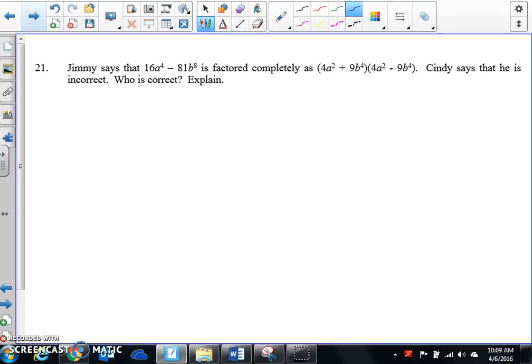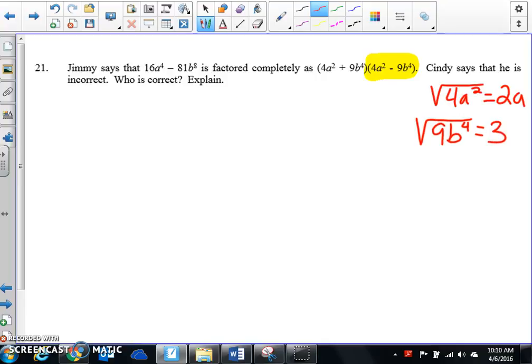All right, Jimmy says, Cindy says that he is incorrect. Who is correct? All right, so Cindy is correct. And the reason that Cindy is correct is because if you look here, and this is sneaky, first of all, you should see that it's a difference. And then if you look, 4a squared is a perfect square because that's 2a. Square root of 4 is 2. Square root of a squared is a. And 9b to the 4th, square root of 9 is 3. Square root of b to the 4th is b squared.